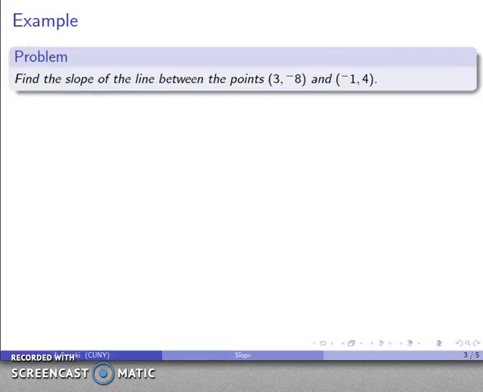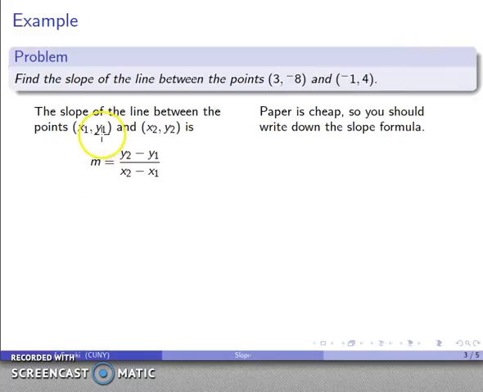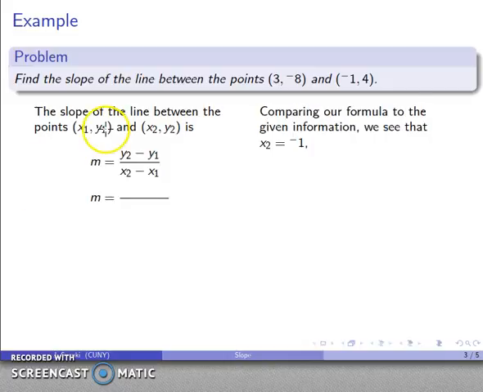So, for example, let's say I want to find the slope between 2 points, (3, -8) and (-1, 4). And again, paper is cheap, so let's go ahead and write down the slope formula. The slope of the line between 2 points x1, y1 and x2, y2 is going to be y2 minus y1 over x2 minus x1. And at this point, I'll just compare my slope formula with what I actually have. And so I need x2, that's the x-coordinate of my second point, that's -1. I'll drop that into here. I need y2, that's my y-coordinate, that's going to be 4. Drop that into there. x1, that's my x-coordinate of the first point. That's going to be 3. That gets dropped in. y1, that's my y-coordinate of the first point, and that'll get dropped into here.